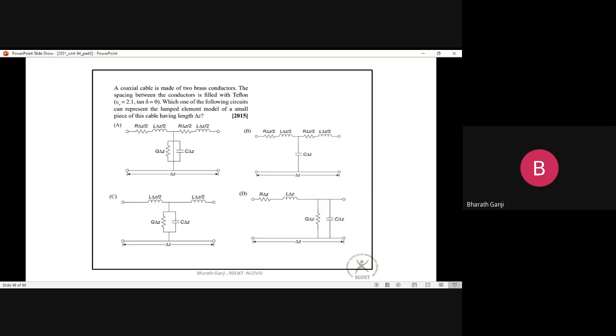All right, so this is a 2015 question. As you can see in the question, a coaxial cable is made out of two brass conductors, metallic conductors, and the spacing between the conductors is filled with Teflon. So here is your coaxial cable. The outer conductor is made out of brass material, and the inner conductor is also made out of brass material, and in the middle they used a dielectric medium, made out of Teflon with some epsilon r, and loss tangent equal to 0. So which of the following circuits can represent the lumped element model of a small piece of cable?